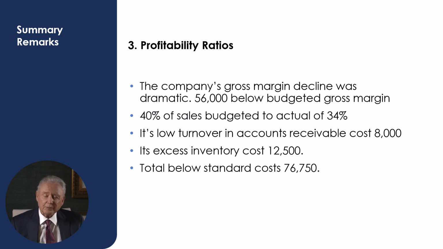Now we summarize our profitability ratios. The company is experiencing a steep decline in gross margin from the standard of 40% down to 34%. The difference, 6%, represents $56,000, which is more than total profits. Excess accounts receivable has a holding cost of $8,000. Excess inventory has a holding cost of $12,750. Total losses, about $76,750, nearly twice current earnings.